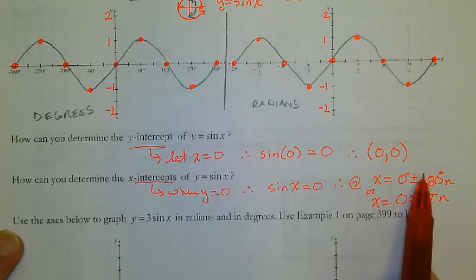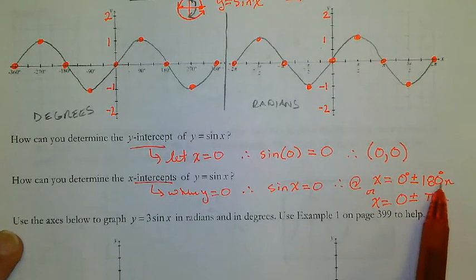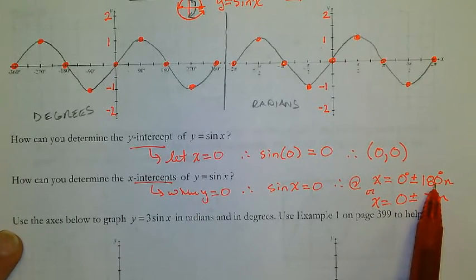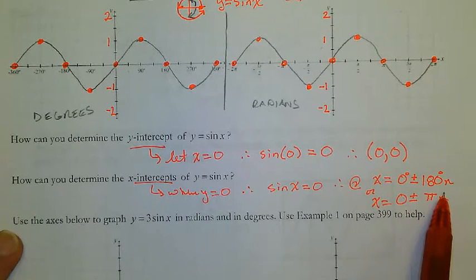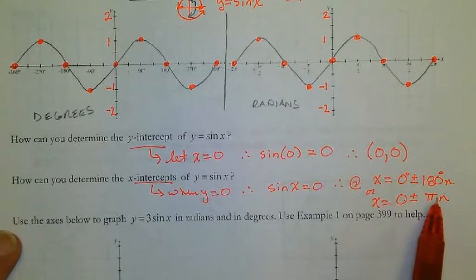Here we have the degree symbol because we're working in degrees. Half a revolution is 180 degrees. Here we're working in radians. Notice we have a pi, no degree symbol. At 0, the y value is 0. The sine ratio is 0 at 0. And then pi represents half a revolution, and any number of half revolutions.